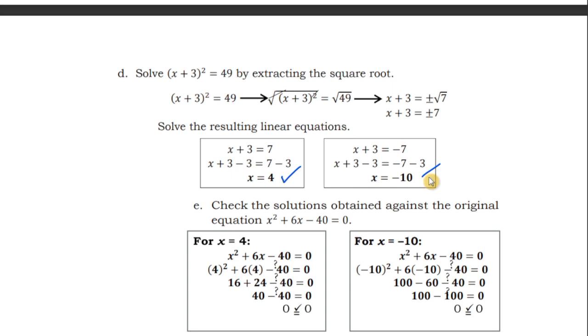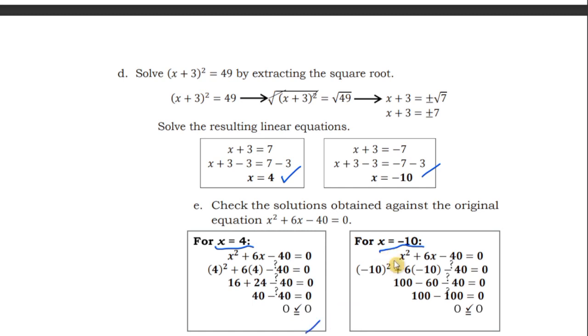Before we go to the conclusion, we check everything to see if it's really correct. We replace x with 4 and x with negative 10 in the original equation, x squared plus 6x minus 40 equals 0. Replacing x with 4, we have 4 squared plus 6 times 4 minus 40 equals 0. So 4 squared is 16, and 6 times 4 is 24. 16 plus 24 is 40, minus 40, and that is 0. So check.